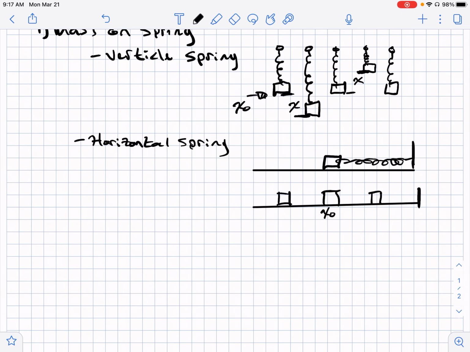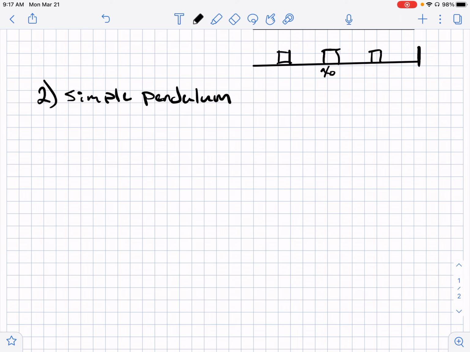The other is going to be a simple pendulum. And a pendulum would look something like this. So I have a string, let's say it's fixed to something and it's hanging down, and then I have a ball that's attached to the string. And if we pull this ball, say to right here, and then we let go, it's going to start swinging back and forth like this. Now my restoring force here this time is going to be gravity, right?